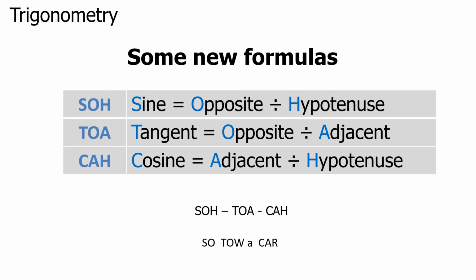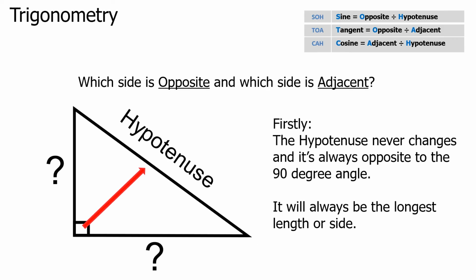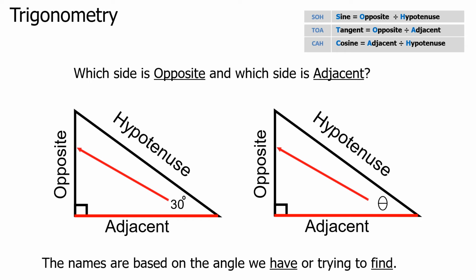If I haven't done trig for a while, I always write SOH CAH TOA at the top of my page to jog my memory for the formulas. Okay, opposite, adjacent, hypotenuse. What do they mean? Well, firstly, we know the hypotenuse is usually the longest length and it's directly opposite the right angle corner. The hypotenuse always stays the same, but the opposite and adjacent will vary depending on the information we're looking for.